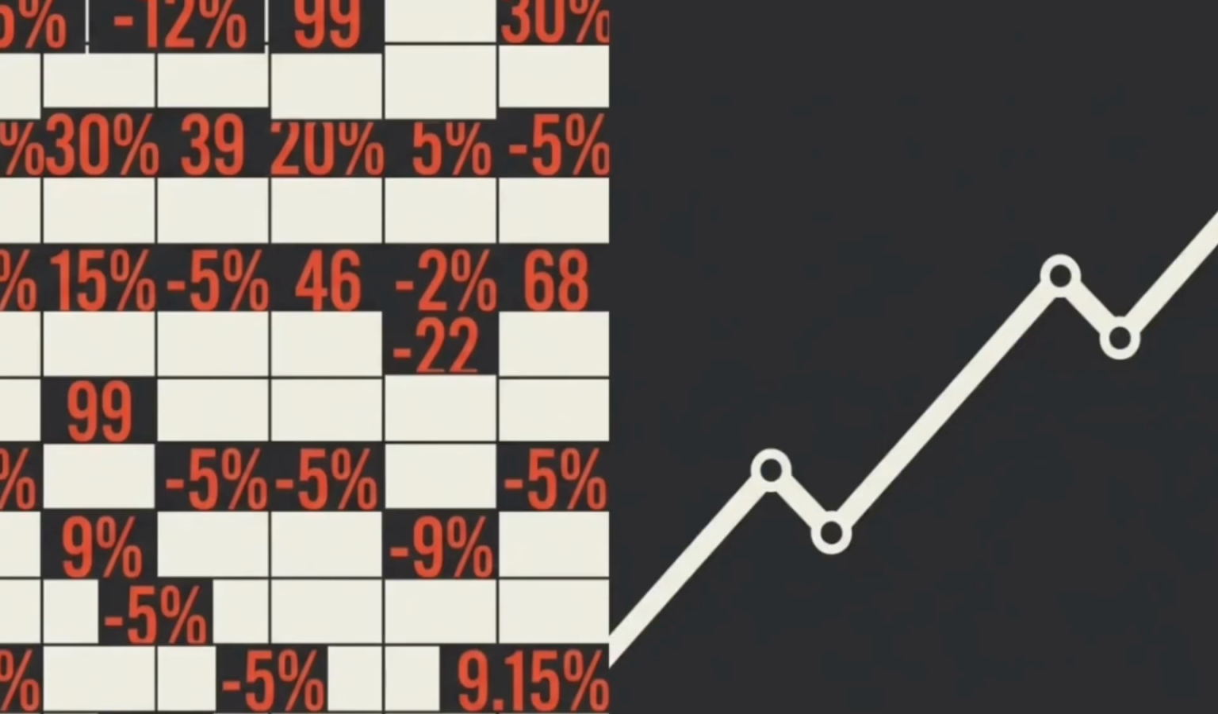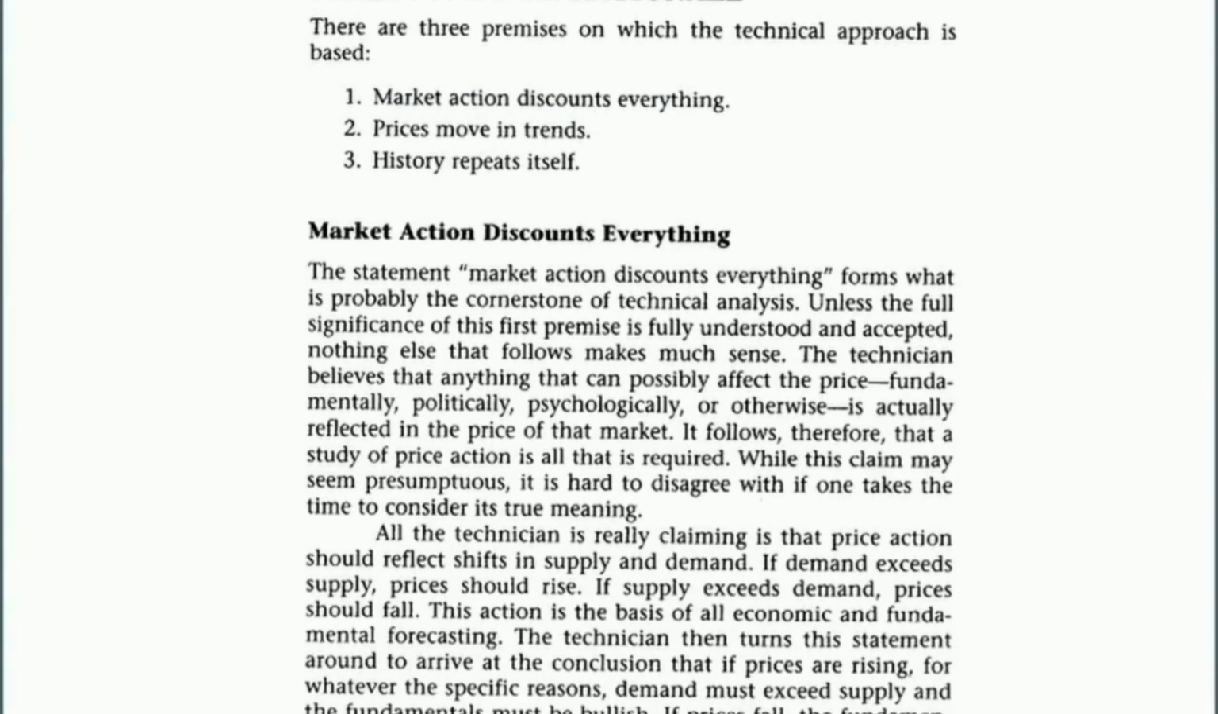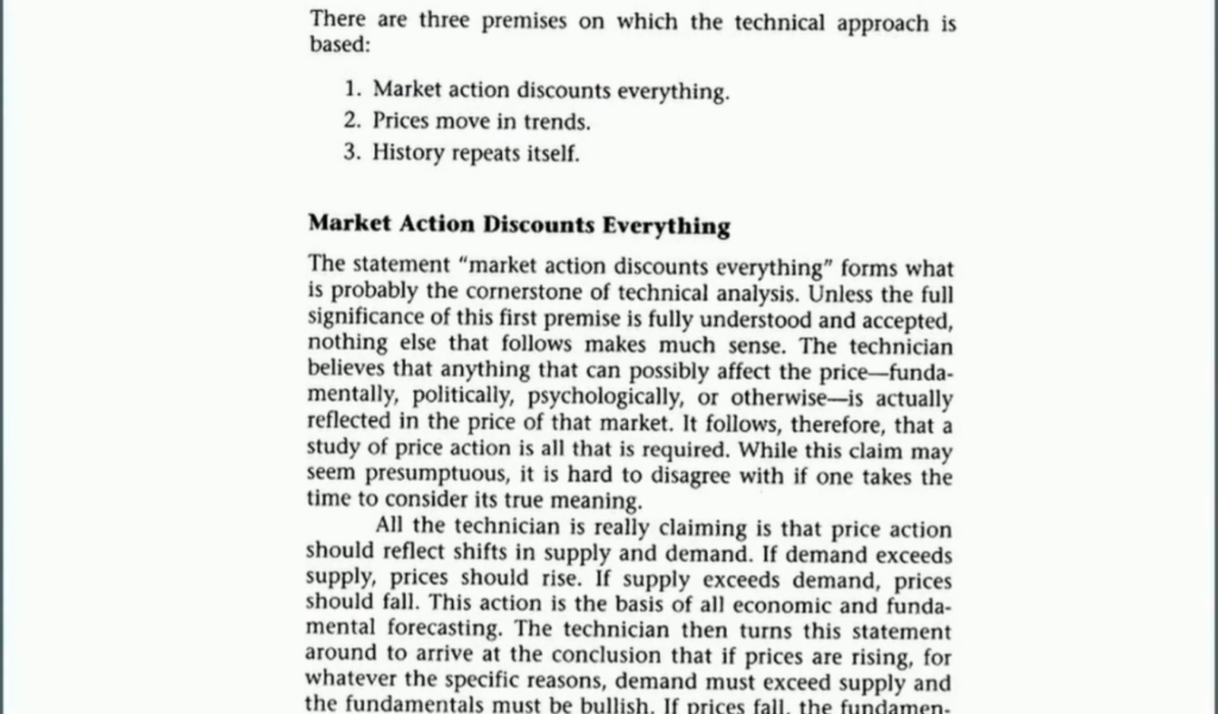Murphy's framework begins with 3 rules. Internalizing them allows a trader to stop chasing headlines and start observing the actual mechanics of the marketplace. The first assumption is that market action discounts everything. This means that every known piece of fundamental data, every economic forecast, political election, and shift in mass psychology is already reflected in the current price of an asset.